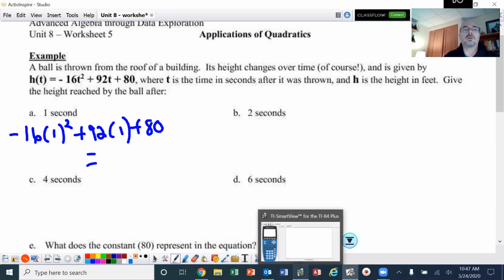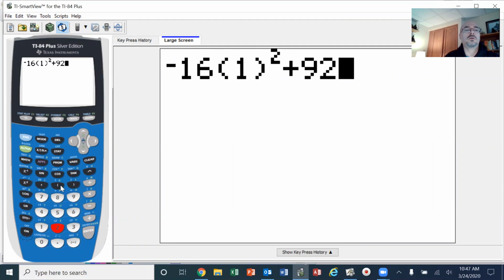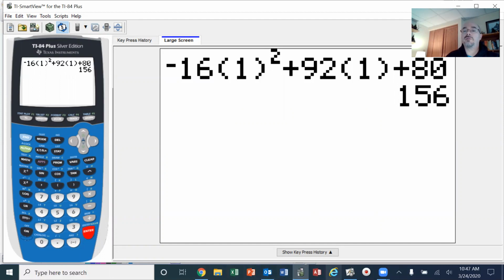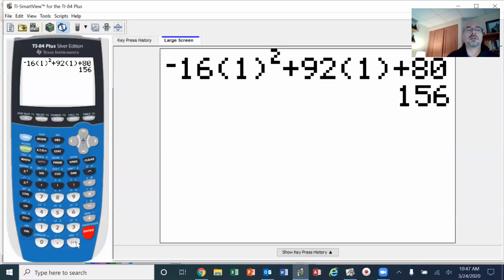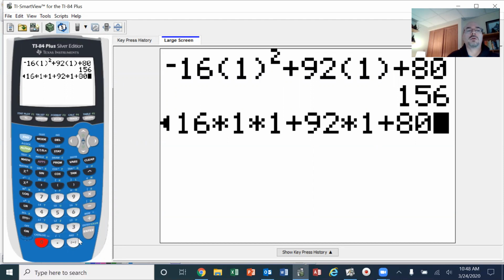All right, so we're going to go ahead and go to the calculator and we're going to type this in. So we have our negative 16 times 1 squared plus the 92 times 1 plus the 80. So 1 second after you threw it up into the air, it is at 156 feet. Now if you're using a cell phone, you can type it in this way. You're still going to need a negative 16, but then the 1 squared, you're going to type it as times 1 times 1, because remember 1 squared means you're multiplying it twice. Plus the 92 times 1 plus the 80, and you're going to get the same result.